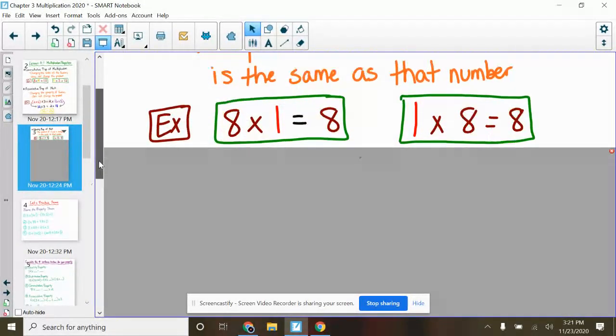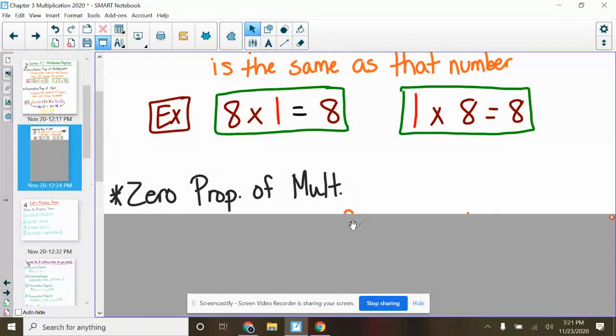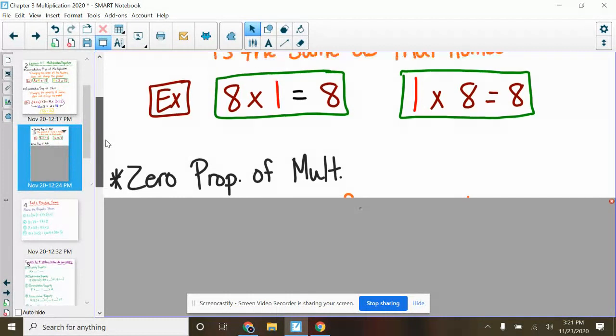Okay? The 4th property that we are going to move into now is the property called the 0 property of multiplication. So this one's new. This one, we haven't seen this one before, but it kind of is self-explanatory. It kind of explains itself just in its title.